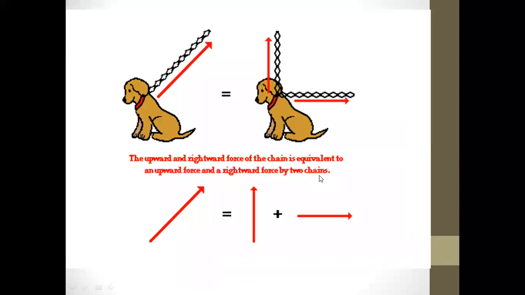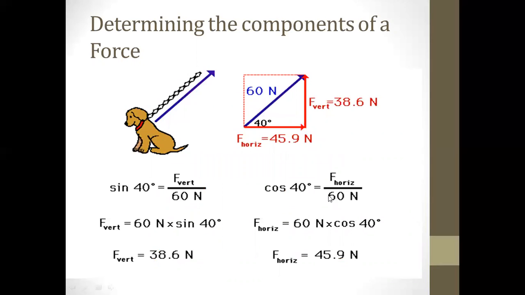For example, as shown in the figure, the upward and rightward force of the chain is equivalent to an upward force and a rightward force by two chains. This force is equivalent to these two forces. The upward and rightward force is equivalent to an upward force and a rightward force.